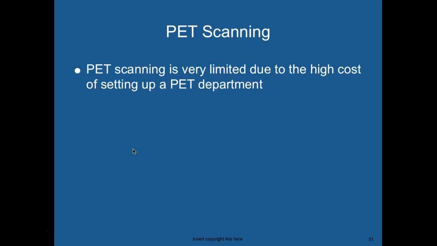And PET scanning is very limited due to the high cost of setting up a PET in a department. So getting a hybrid scanner is very, very expensive. We're fortunate to have one at our outpatient center, but within the hospital we did not have one. So we had a gamma camera and we had a CT. They paid for the software licensing so that they can merge the two.